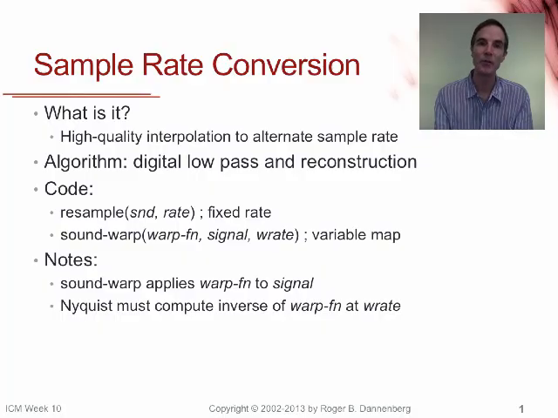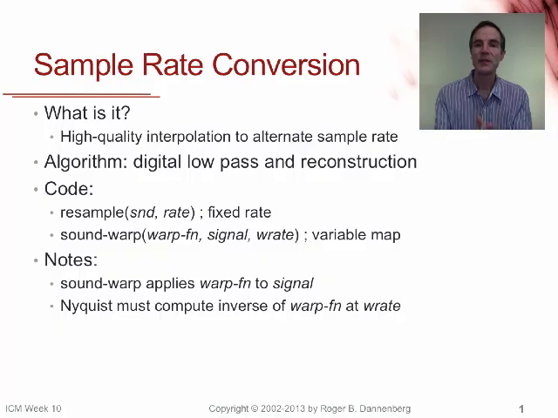One of them is the resample function, where you give it a sound and a rate, and that does a fixed rate conversion. The other thing that you can do is call sound-warp, with a warp function and a signal and a warp rate. And that allows you to use a variable speed mapping to convert audio into audio, but with continuously variable stretching or speeding up and slowing down.